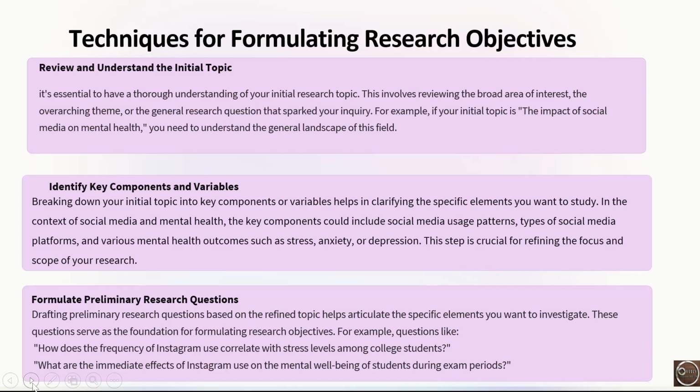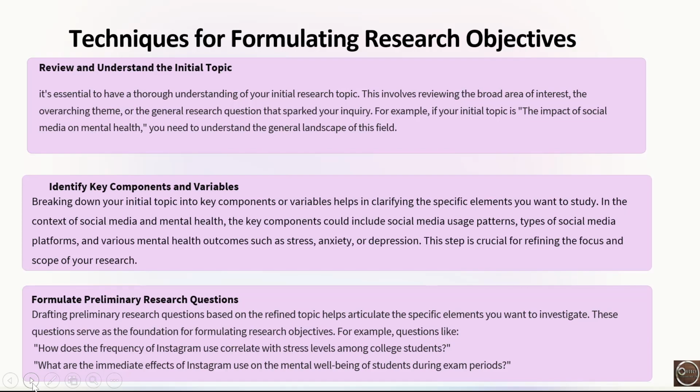You can know what are the problems in this area. For example, if you're talking about social media and mental health, what are the issues that are currently facing this particular field? Identify the key components and the variables in the topic. What are those? You break down your topic into key components and variables. Identify the specific elements that you want to study. For example, if we are talking about social media and mental health, the key components could include maybe social media usage patterns, types of social media platforms, and then various mental health outcomes such as anxiety, stress, depression, those kind of things. So you break it down.